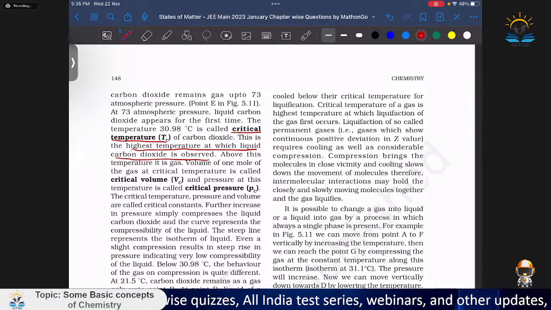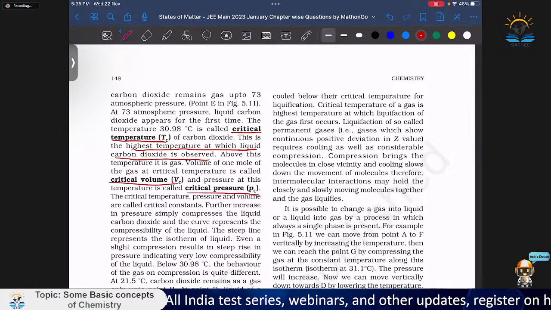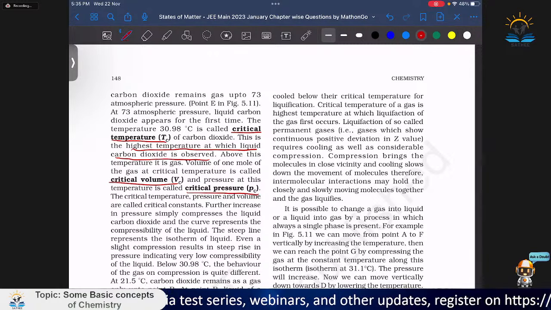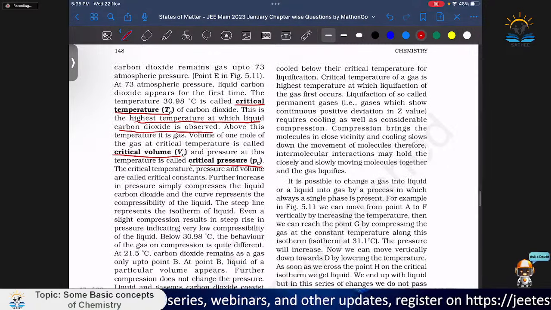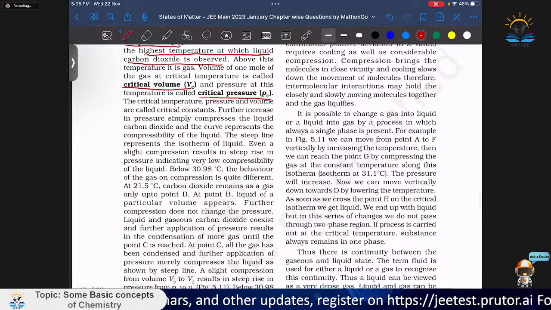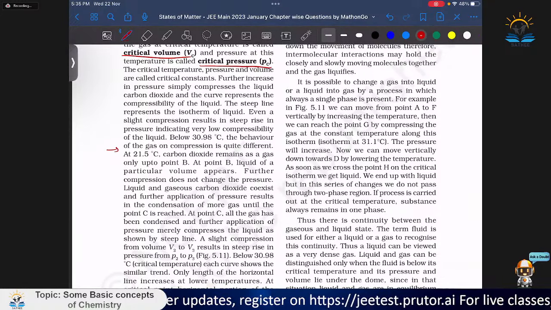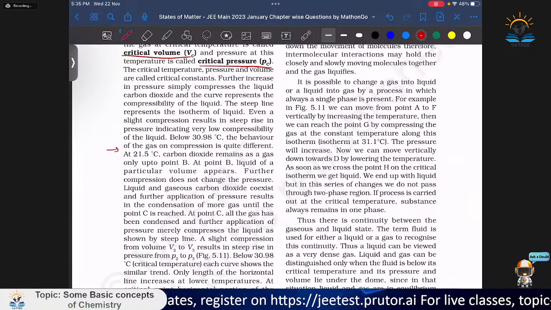Volume of 1 mole gas at critical temperature is called critical volume, and pressure is known as critical pressure. So these three are critical constants of a gas. And the TC for CO2 is 30.98. So they have explained what happens at 21.5 degrees Celsius. Carbon dioxide remains a gas only up to point B.